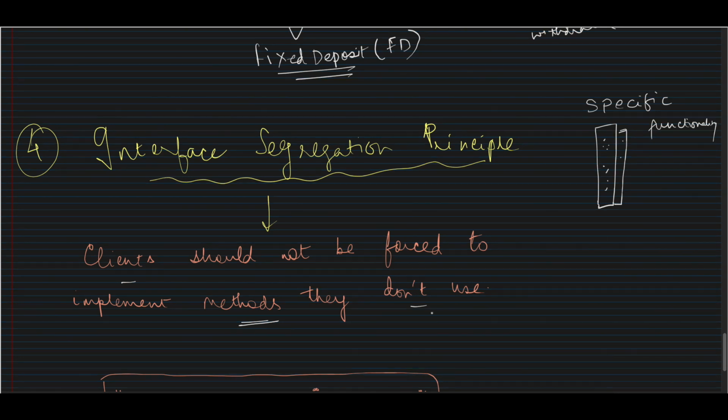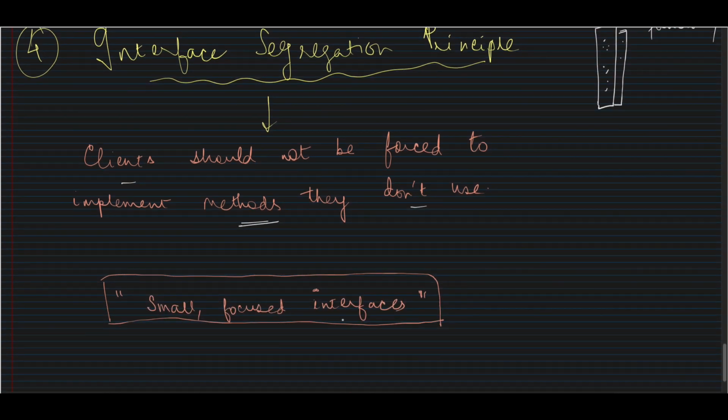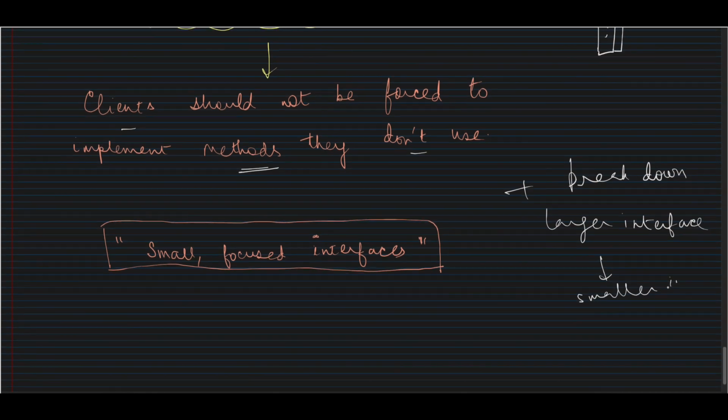So the idea over here is to use small and focused interfaces like we said, and if you have any large interface which has unrelated, bigger functionality, to break it down into smaller interfaces. Basically a conversion from, there's a term that we use, from a fat interface to a thin interface.